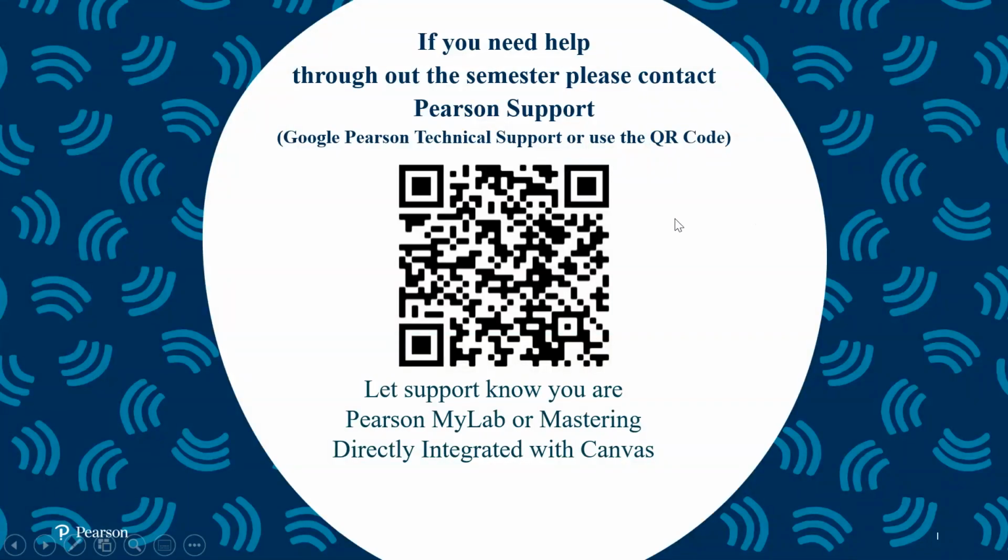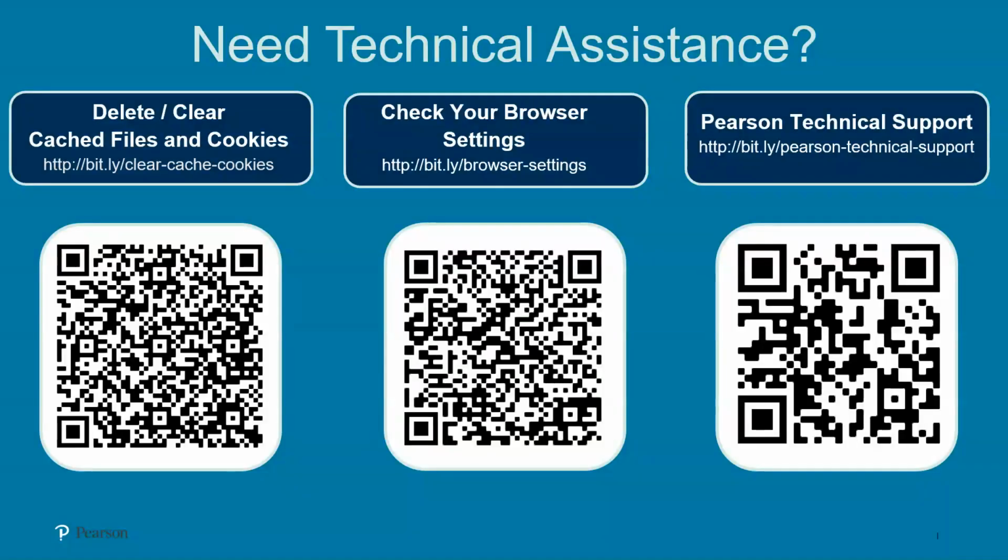You have ongoing support through Pearson Technical Support, so just Google Pearson Technical Support or scan this QR code. And if you do contact the Pearson support, you'll get a case number. Just let them know that you are using MyLab Statistics or Mastering directly integrated with Canvas, and they'll be able to help you out. Most issues can be solved by just clearing your cache and cookies and setting up your browser correctly. So just check out these URLs or scan the code, and then you can update your computer this week so you'll be ready to go immediately.